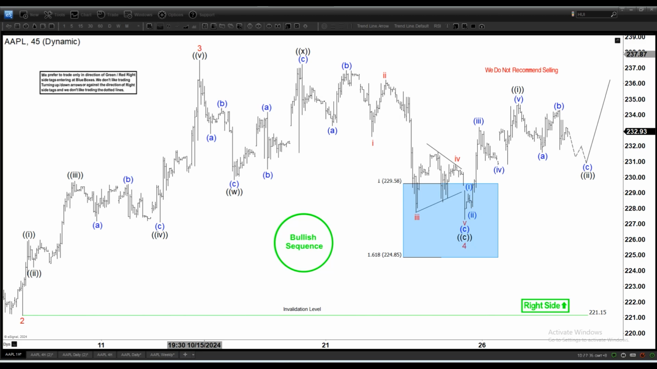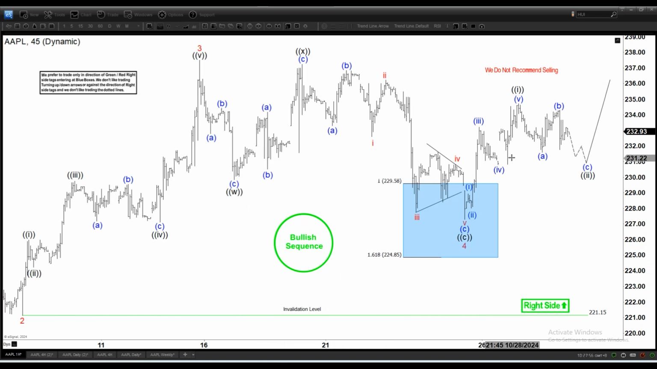Today is October 30th and the chart for today is Apple. Here is the 45 minutes time frame. We are looking for the stock to extend higher as long as it stays above 221 with a bullish sequence right now. Now we can see a couple of things here.